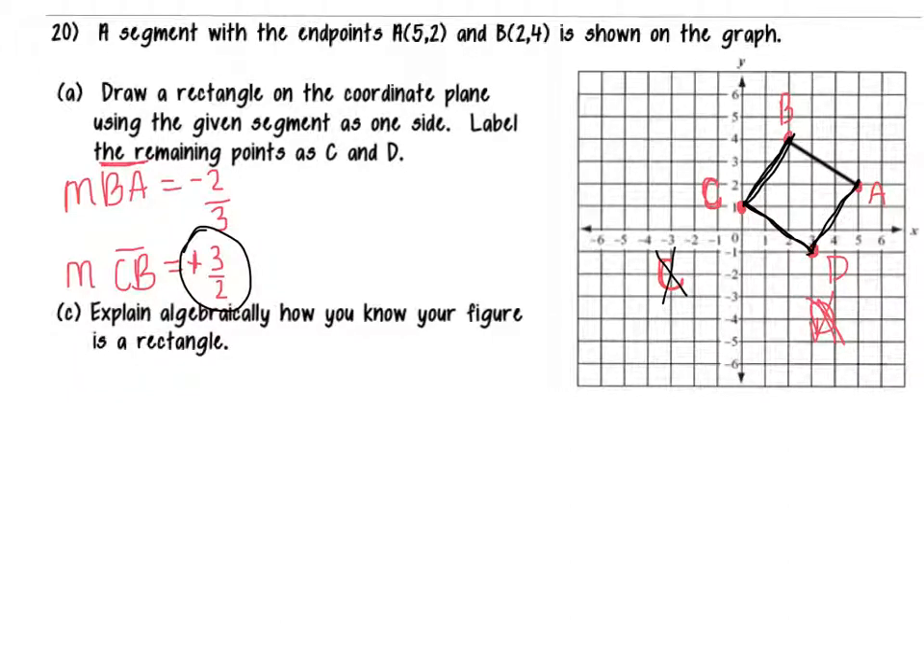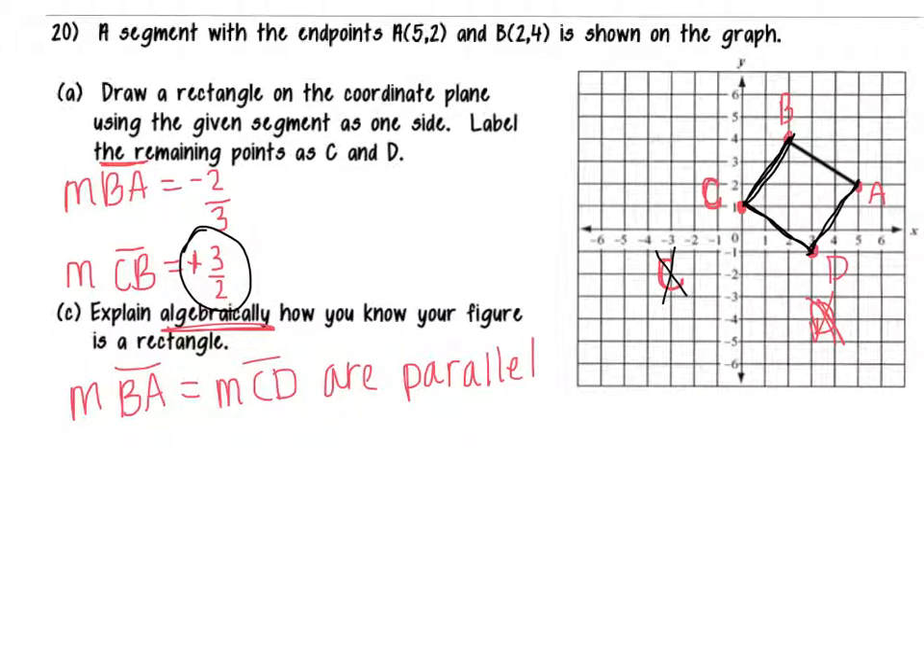All right, so here comes the fun part. Draw a rectangle on the coordinate plane, and I have to explain algebraically how I know that my figure is a rectangle. Okay, I'm going to start out by saying that the slope of AB and the slope of CD are parallel. I can say the same about the slope of BC and the slope of AD. Okay, so I know that that's parallel.